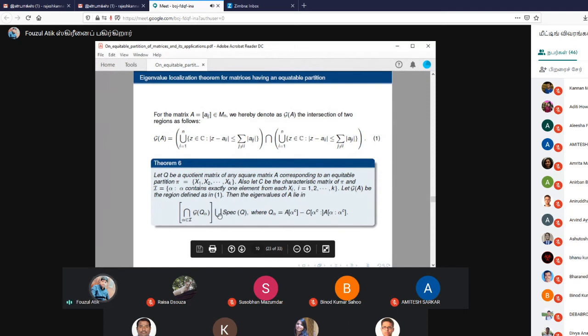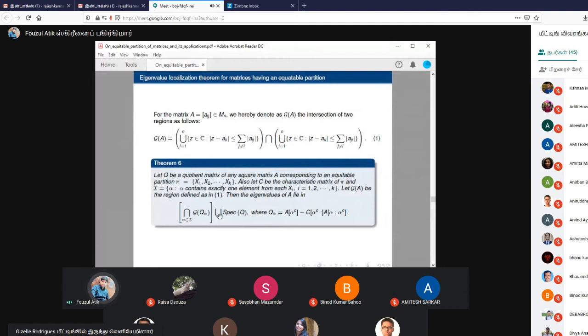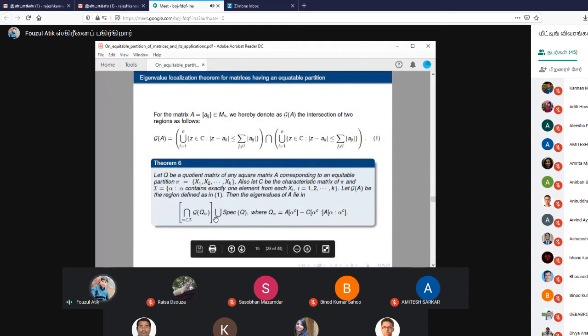Now what is the concept? We have already said that if some matrix has an equitable partition, then its eigenvalues are the eigenvalues of the quotient matrix Q and the eigenvalues of the matrix Q star. Also, Q star depends on alpha. We have many choices of alpha, and for each alpha we can have one Q star. For that Q star we can have this region by considering rows and columns.